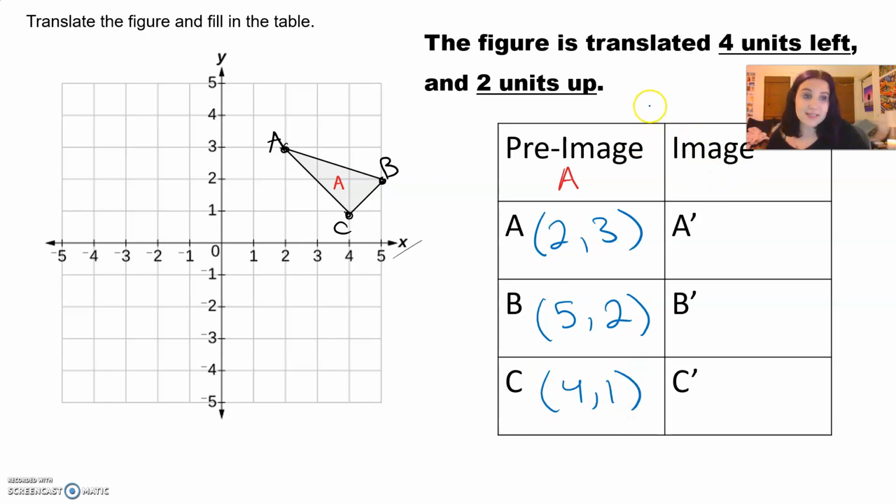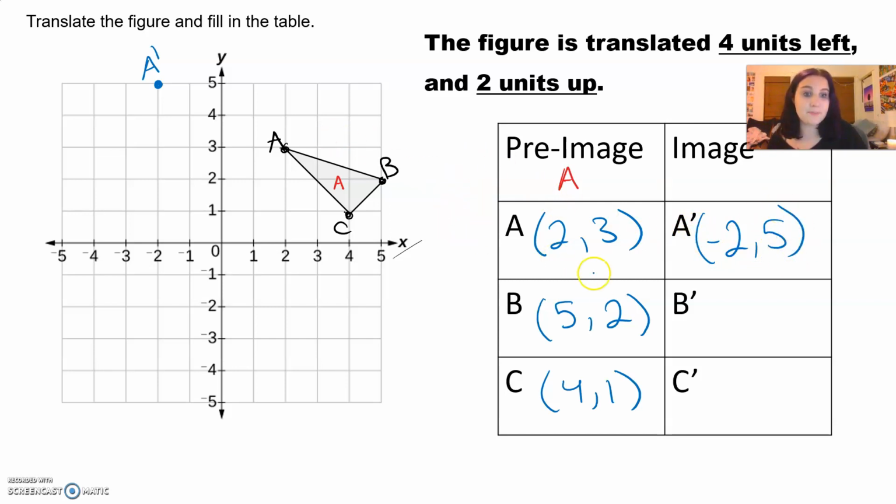Now I need to translate this figure 4 units left and 2 units up. So I'm going to start with point A. I'm going to take point A and move it 4 units left and 2 units up. So point A, 4 units left, 1, 2, 3, 4, 2 units up brings me here. The image, we're going to use the point A prime to describe this new point. So that's at the point -2, 5.